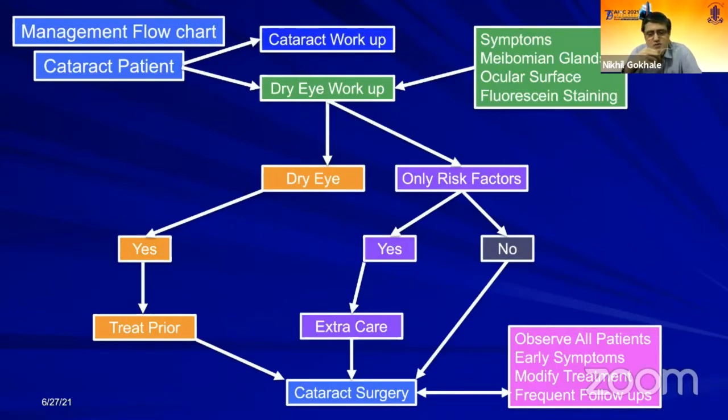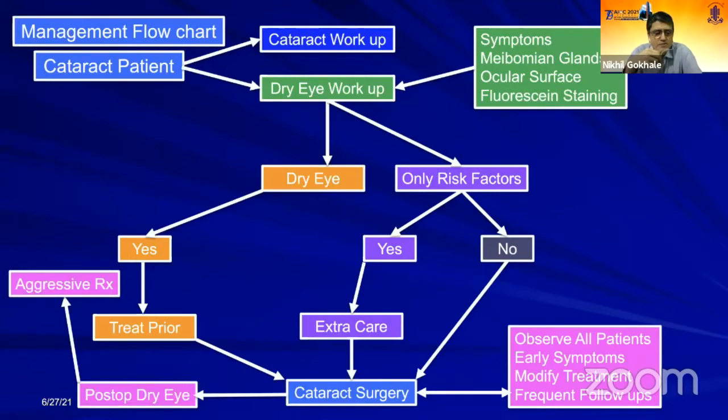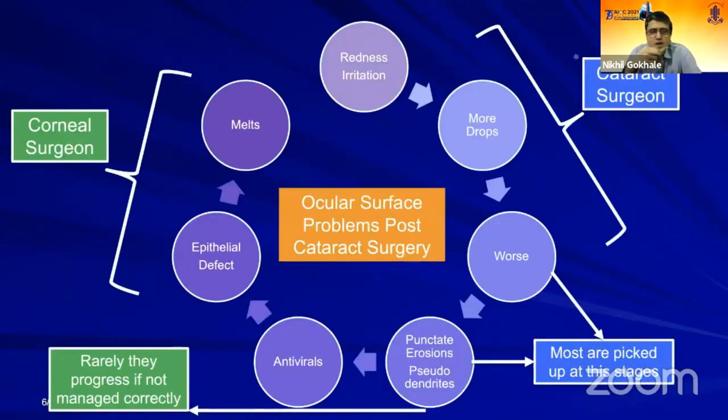However, when we miss some of these early changes, we have a patient who walks in irritated and agitated, and there you have the dry eye situation where you need to treat them a little bit more aggressively. This cycle of events happens in most situations. The cataract surgeon picks it up early where the patient complains of redness and irritation. So the surgeon would normally put more drops, tell him to step up medication sometimes on telephone, only to find he's getting worse.